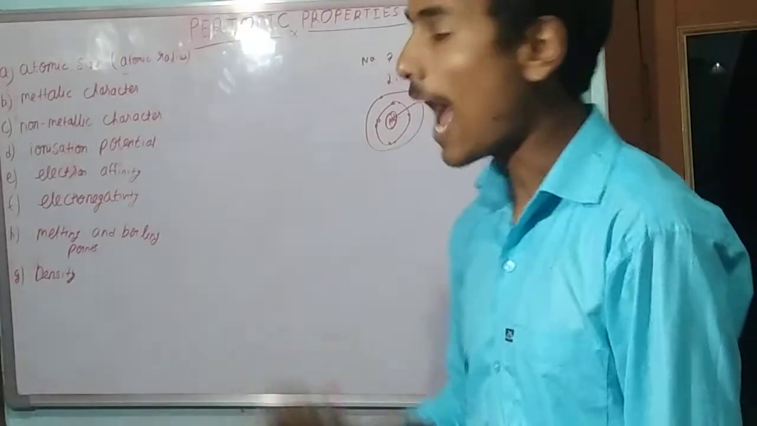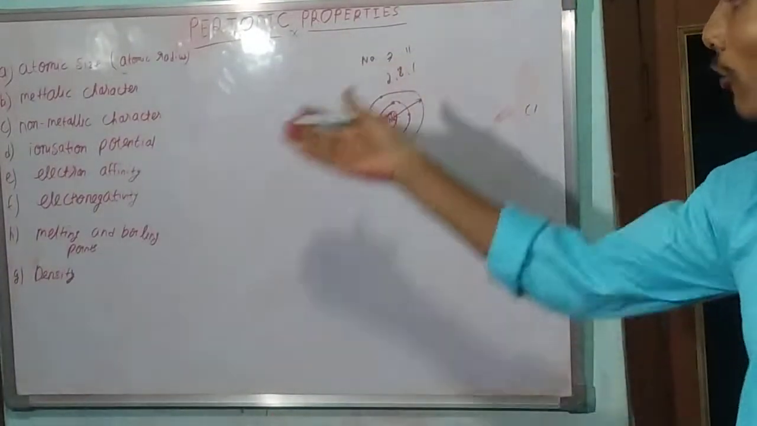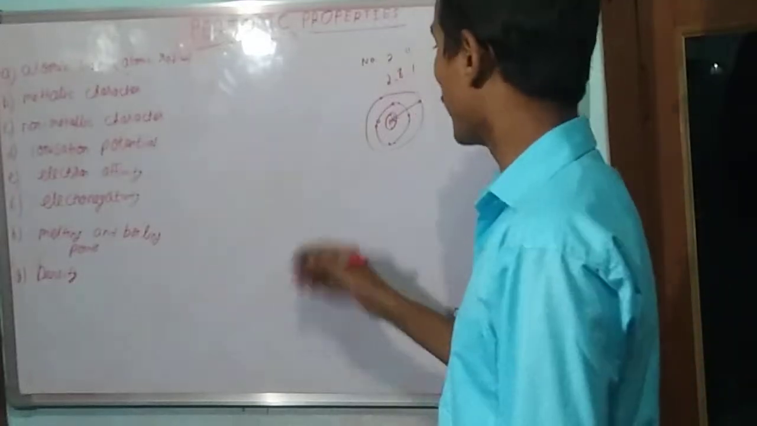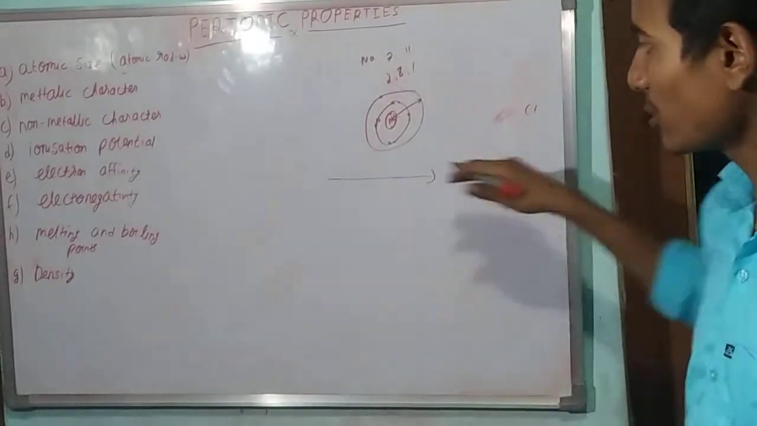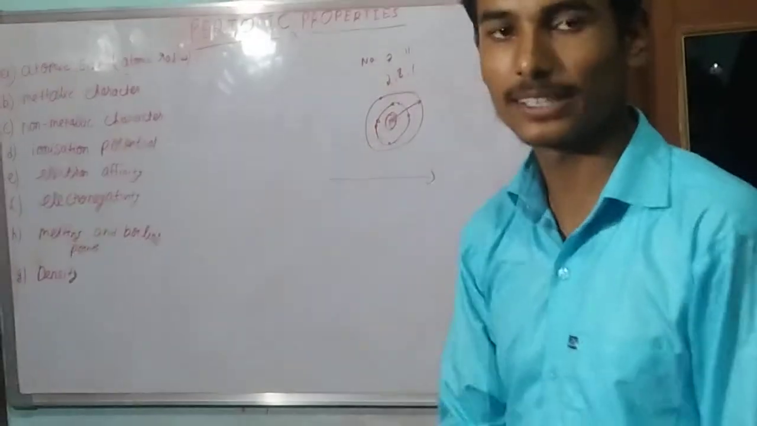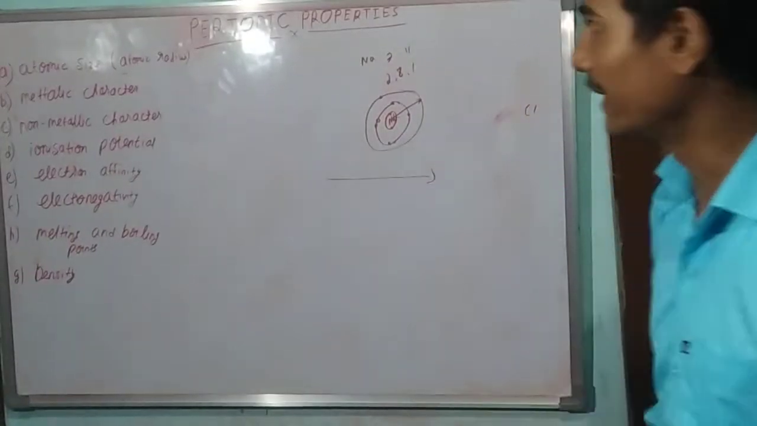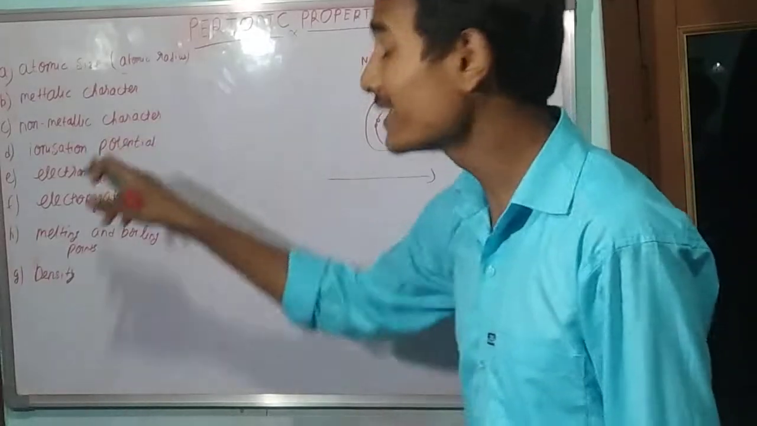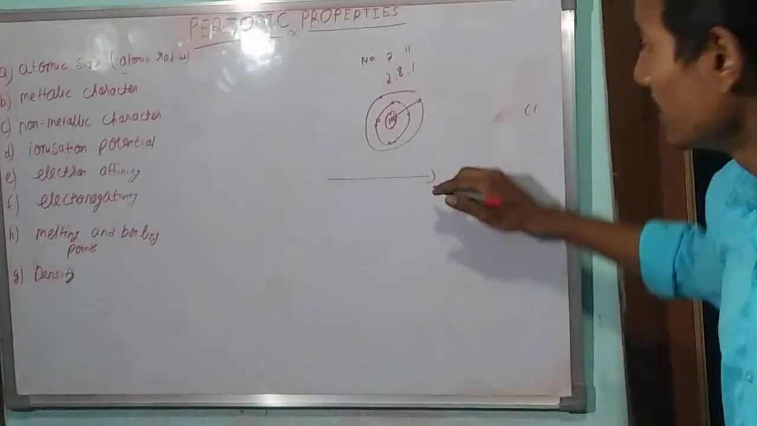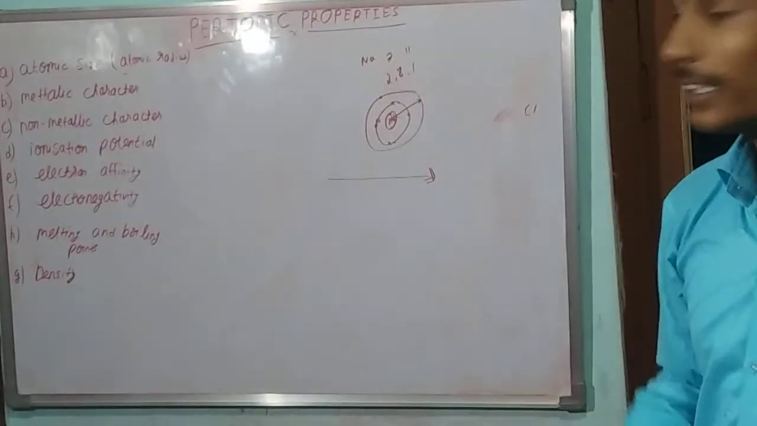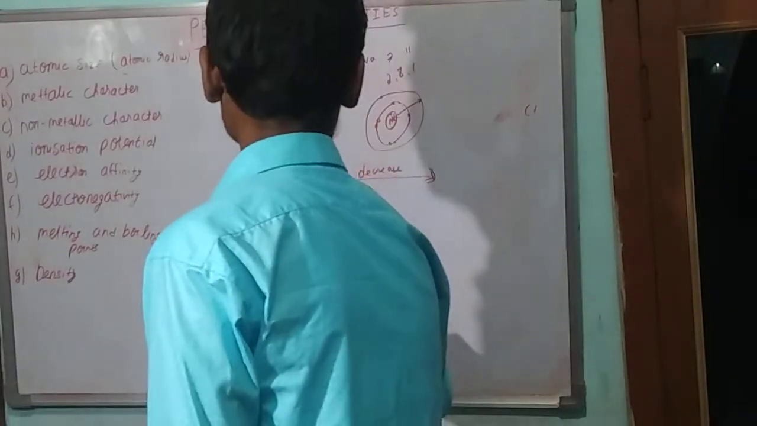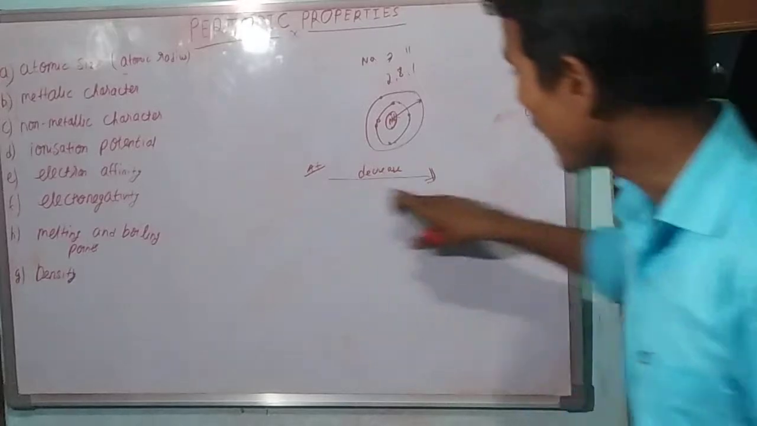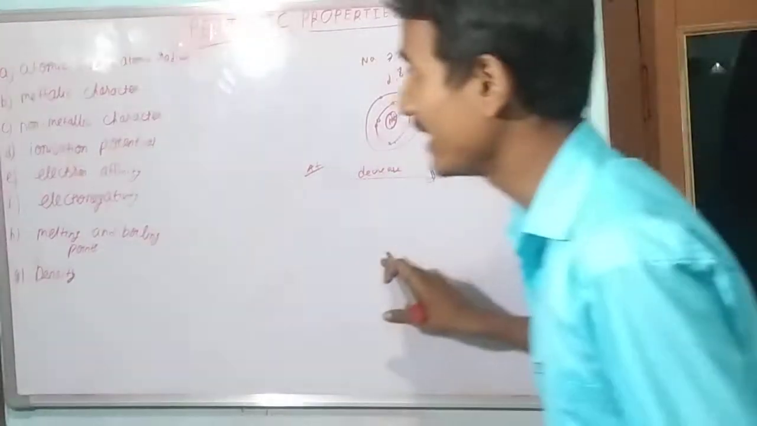Now we study how it varies across a period or down the group. Across a period means horizontally, and down the group means vertically. How does it vary across a period? Atomic size across a period decreases. Why does it decrease?